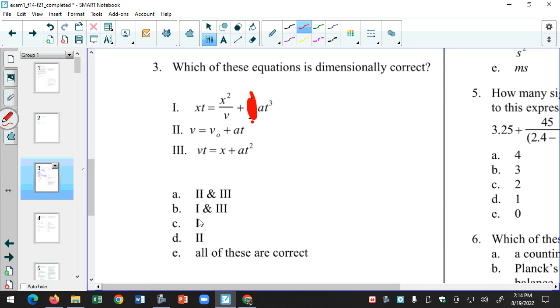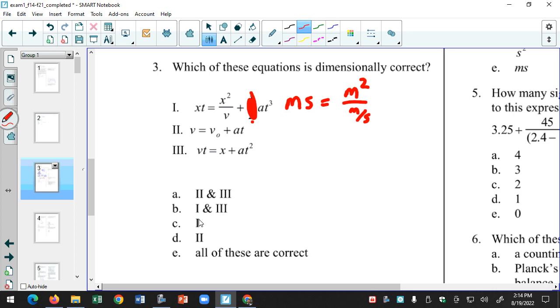What are the units of x? Meters, right. And then t is seconds, and then x squared is meters squared. And when I have v in the denominator, it looks like this, v meters over seconds.